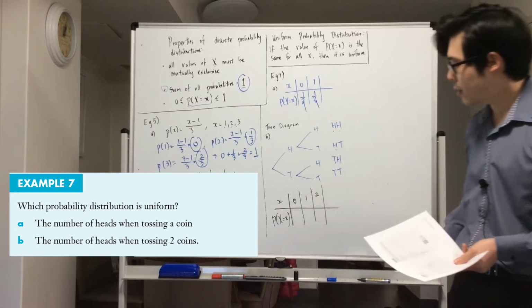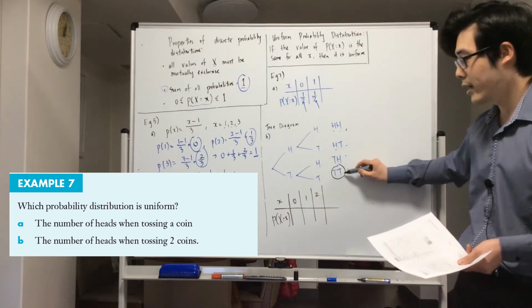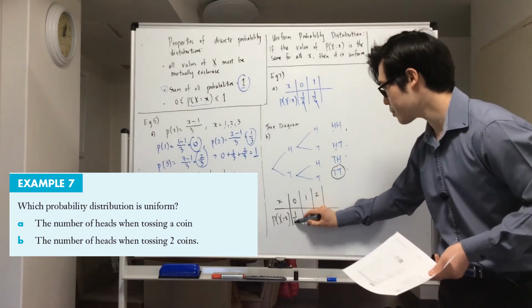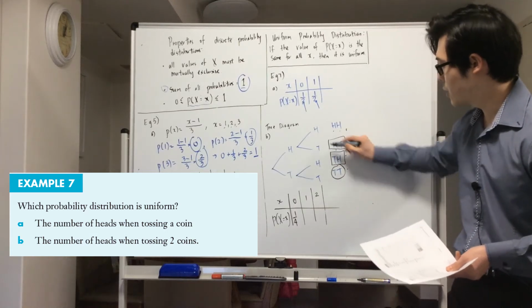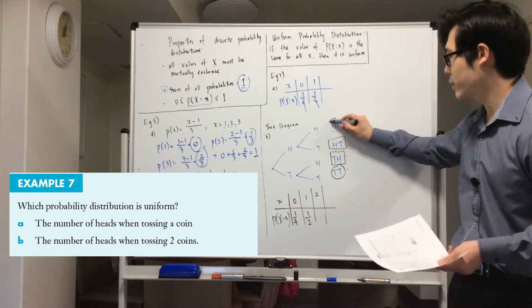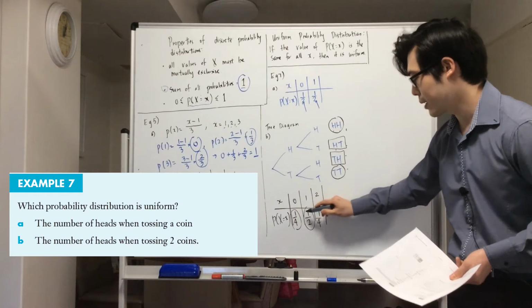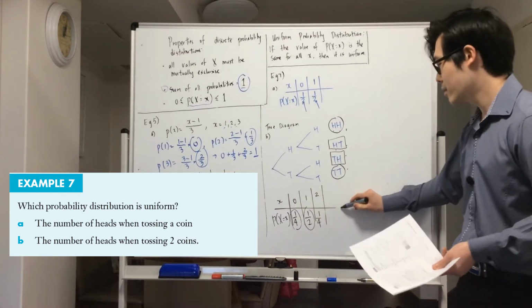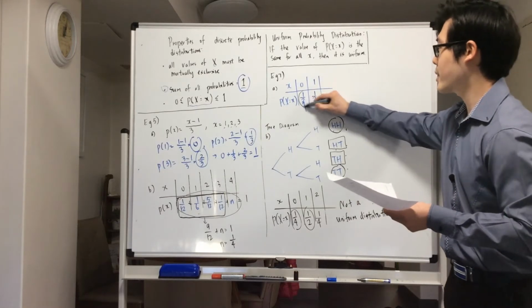Okay, so the probability of getting 0 heads is this one, which is obviously 1 out of the 4 outcomes. The probability of getting 1 head would be this one plus this one, which is 2 over 4, which is a half. And the probability of getting 2 heads is just 1 out of 4. As you can see, these are different numbers. Okay, they're not all the same. So this would not be uniform, whereas here, they're the same.